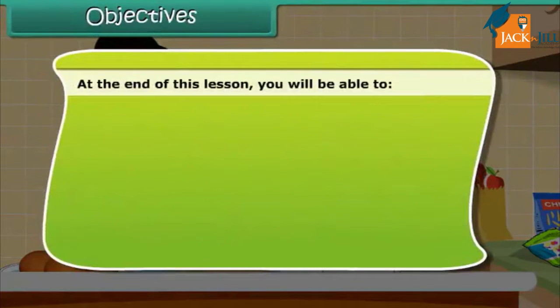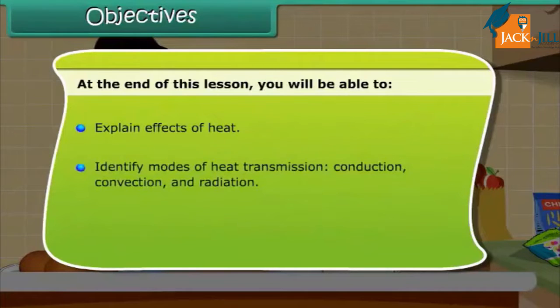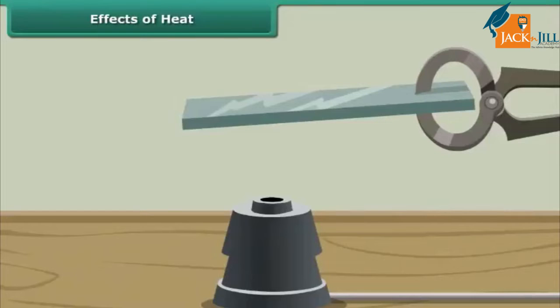At the end of this lesson, you'll be able to explain effects of heat, identify modes of heat transmission: conduction, convection, and radiation. Explain good and bad conductors of heat. When an object is heated, it undergoes many changes.